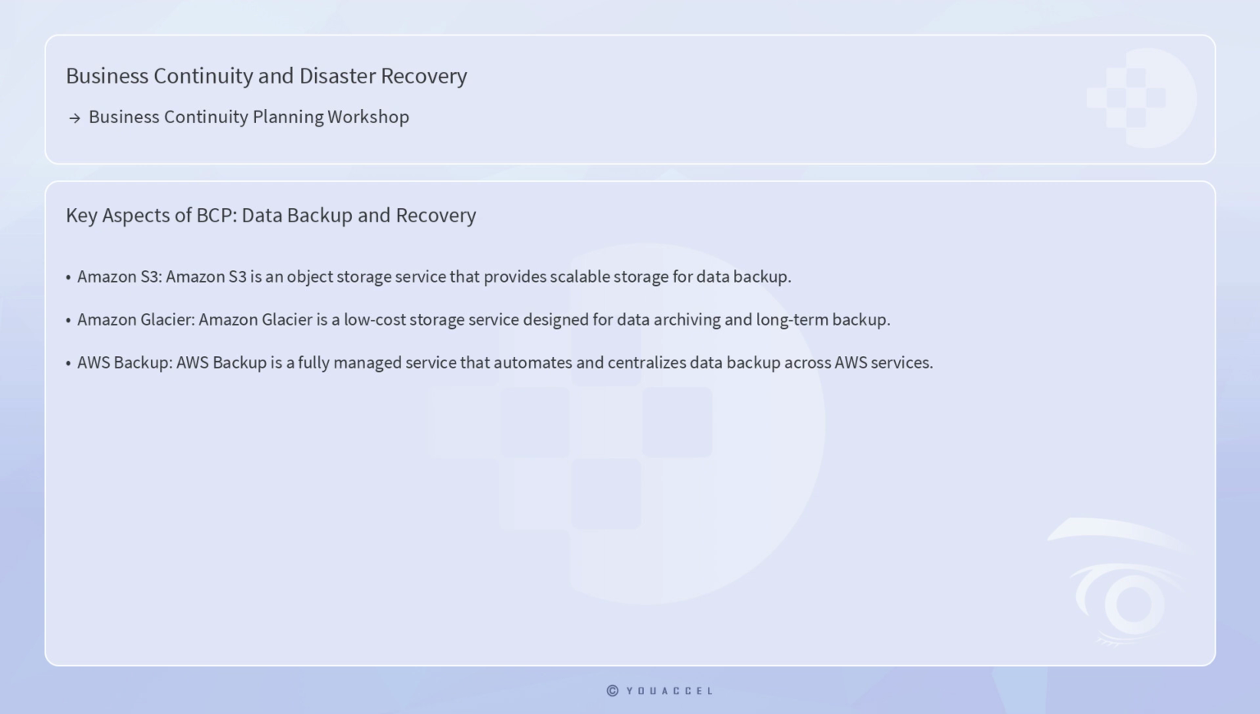One key aspect of BCP is data backup and recovery. AWS provides several services that can help with data backup and recovery, including Amazon S3, Amazon Glacier, and AWS Backup. Amazon S3 is an object storage service that provides scalable storage for data backup. Amazon Glacier is a low-cost storage service designed for data archiving and long-term backup. AWS Backup is a fully managed service that automates and centralizes data backup across AWS services. These services can help ensure that critical data is backed up and can be quickly recovered in the event of a disruption.